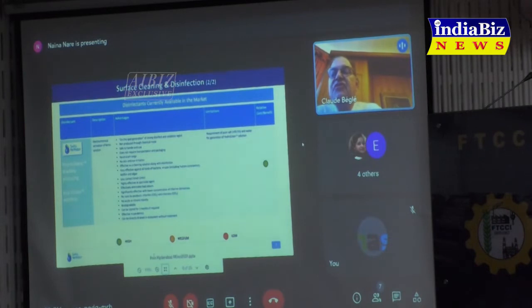Anyway, you can see the nucleic acid vaccines, DNA vaccines as well as RNA vaccines. You can see the mRNA vaccine platform.